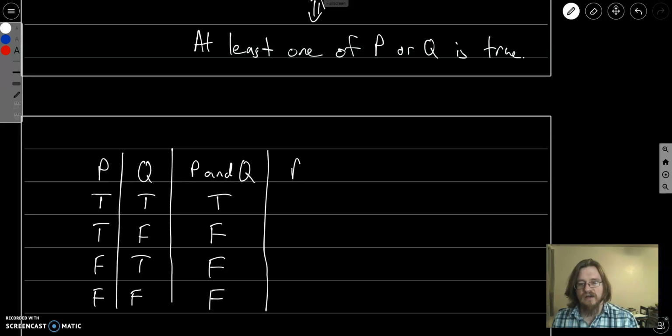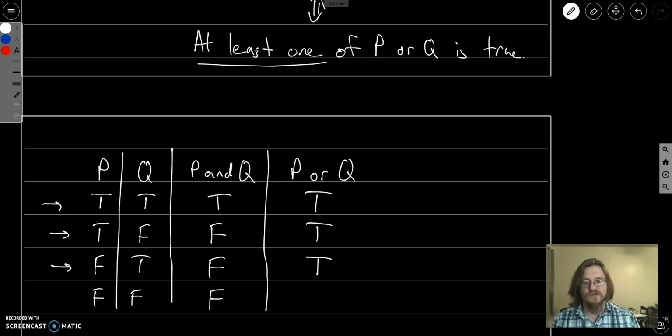When we move on and look at OR statements, if we look at P or Q, again, at least one of P or Q is true. In the first row, at least one of them is true. In the second row, at least one of them is true. In the third row, at least one of them is true. So P or Q is going to be true a lot more often. And in that last row, if both of them are false, P or Q is also false because we didn't have any true statements in there.